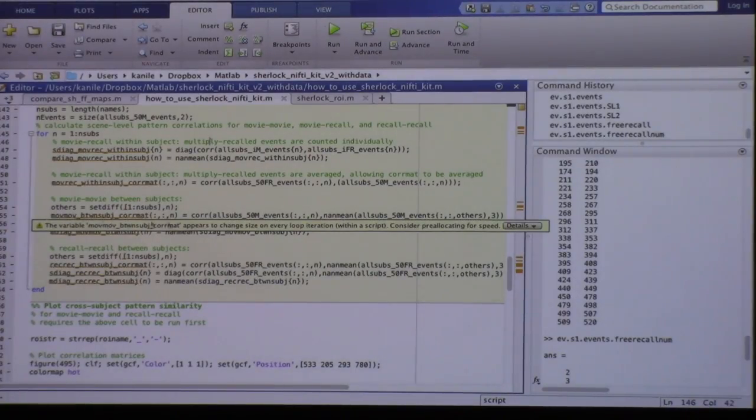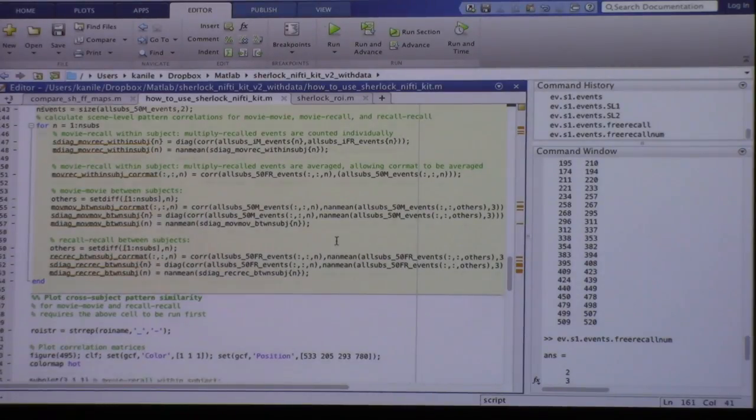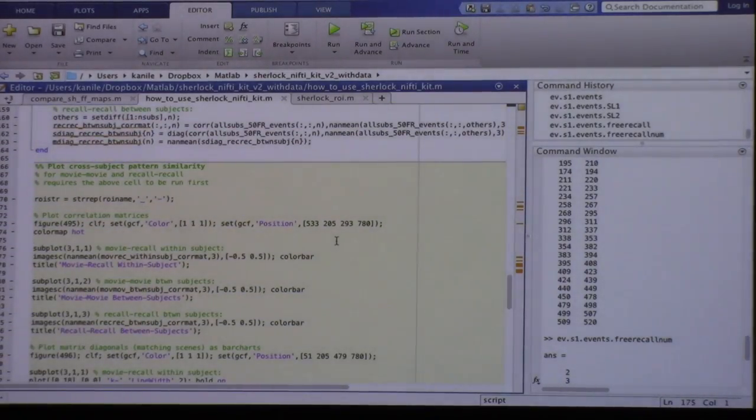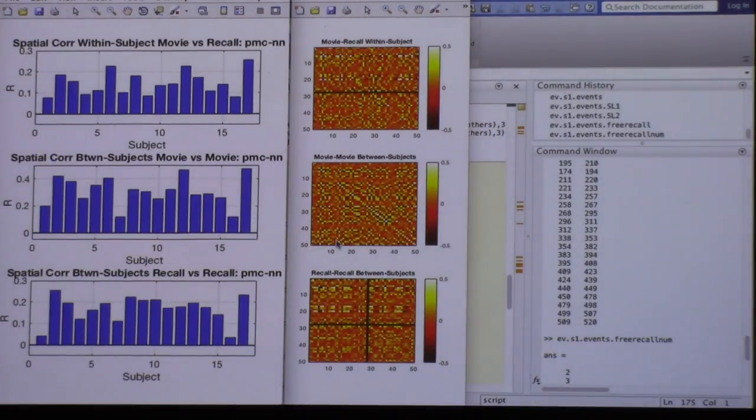And here we're comparing movie scenes directly between people, and here we're comparing recalled scenes directly between people. Okay, and we could look at them. Up here is the movie versus recall correlation matrix for the within subject analysis, and you can kind of see that diagonal there. It's not super strong, though. It's not super strong visually. It is actually all positive though.